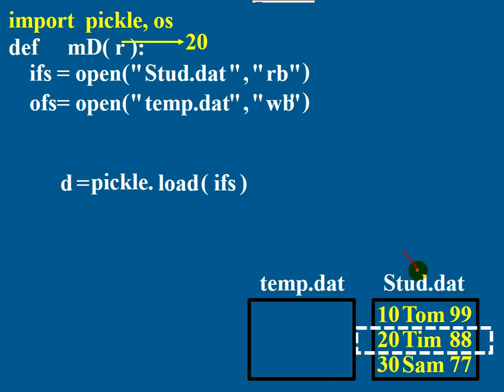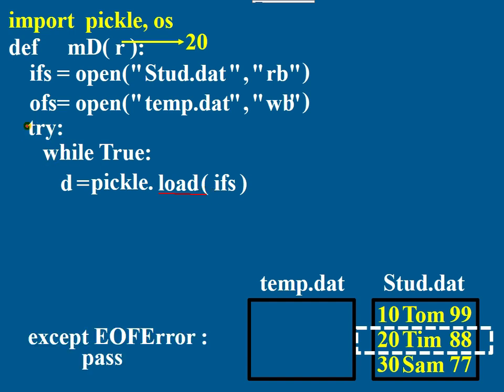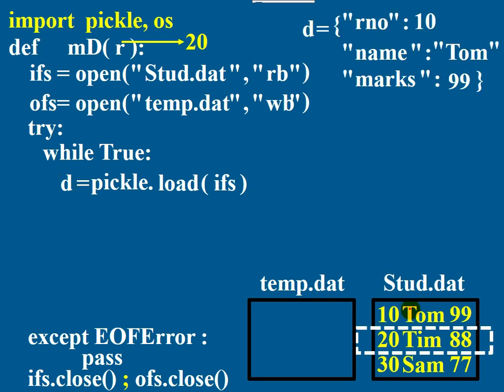Now if you want to read all the records, use an infinite while loop. On reaching the last record, the load function throws an error. Using try and except, you can catch that error. Once the use is over, you need to close both the files. In Python, if multiple statements are written in the same line, they should be separated using a semicolon. So D will contain the first record, the first dictionary.